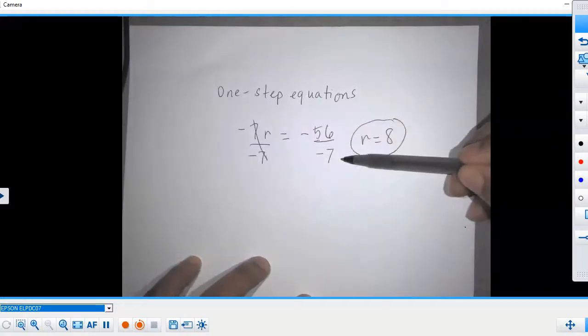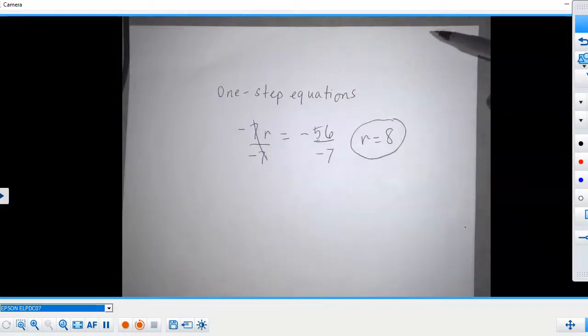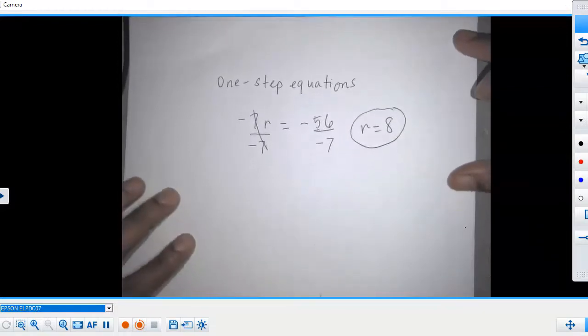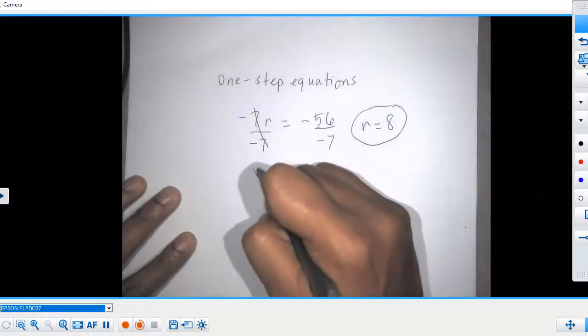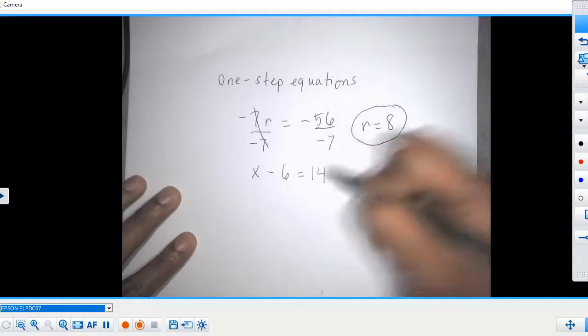A negative divided by a negative is a positive. 56 divided by 7 is positive 8. So that's what one-step equations are. I'm going to make up one more. So if I had something like x minus 6 is equal to 14.